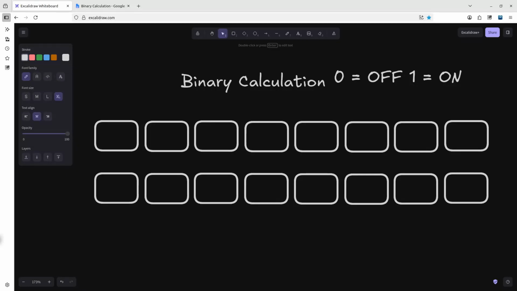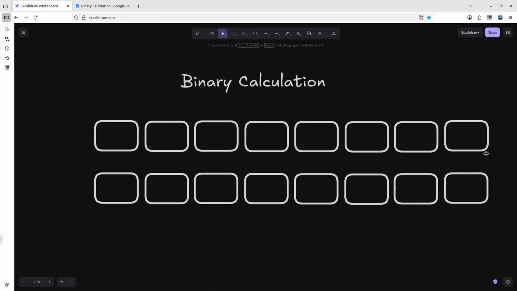Zero means off and one means on. This is how it's referenced in the modern world, okay? So imagine you have these two switches, 0 and 1. How will you calculate everything based on this? In this video, we're going to focus on the calculation of numbers based on these two binary digits.